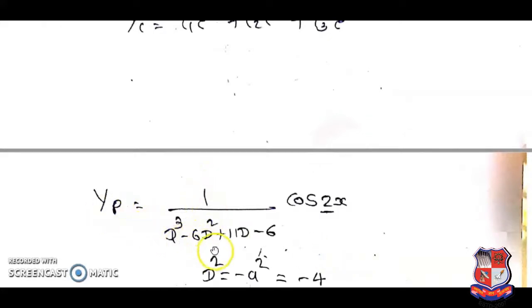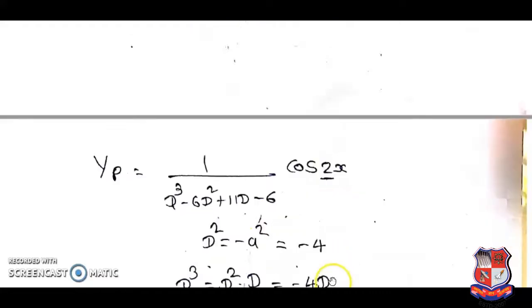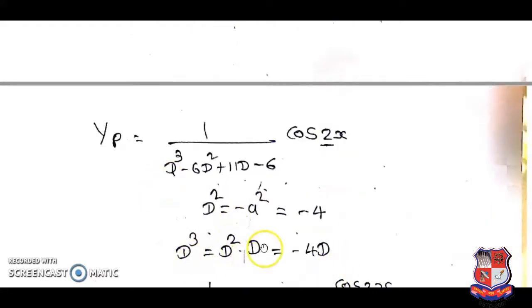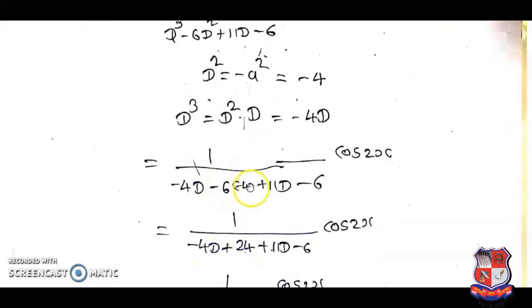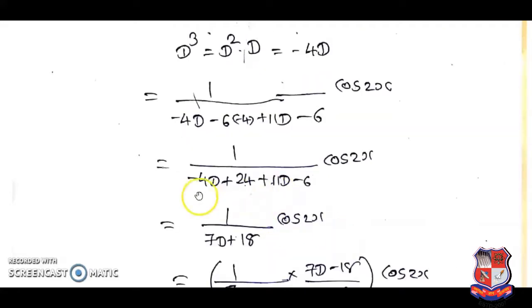YP equal to 1 upon d cube minus 6d square plus 11d minus 6, cos 2x. Here is the cosine method. So in the cosine method we consider d square equal to minus a square. So a equal to 2, that is minus 4. For d cube, that is d square into d. So d square is minus 4, so minus 4d. We have to apply here. So 1 upon minus 4d minus 6 d square, equal to minus 4, plus 11d minus 6, cos 2x. Minus 4d, minus minus plus, 6 fours are 24, plus 11d minus 6, cos 2x. 11d minus 4d is 7d, 24 minus 6 is 18, cos 2x.